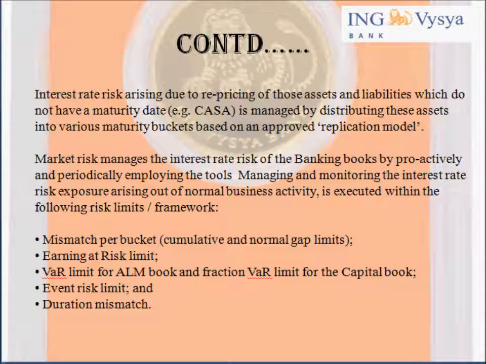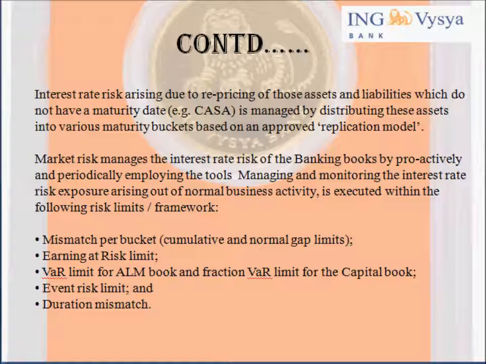Interest rate risk arising due to repricing of those assets and liabilities which do not have a maturity date, for example CASA, that is current account savings account, is managed by distributing these assets into various maturity buckets based on an approved replication model. Market risk manages the interest rate risk of the banking books by proactively and periodically employing the tools.